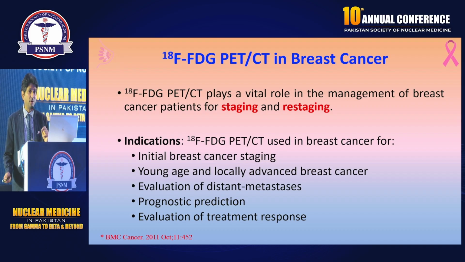And the main indication is evaluation of distant metastasis and prognostic prediction. FDG is a prognostic marker. If it is highly avid, it indicates a poor prognosis. And last but not least, very important is the evaluation of treatment response, either in a neoadjuvant setting or from the start.